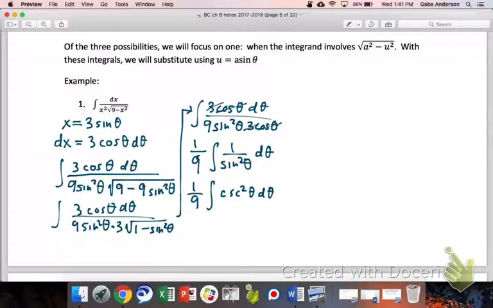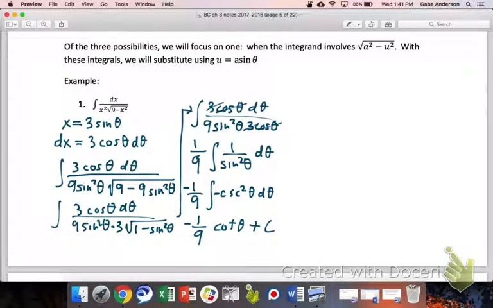There you go. Let's turn it into this and balance it out by doing that. Isn't the derivative of cotangent negative cosecant squared? So the antiderivative of negative cosecant squared would have to be cotangent. So negative 1/9 cotangent theta plus c. We're still not done though. We got to get back to x's, don't we?